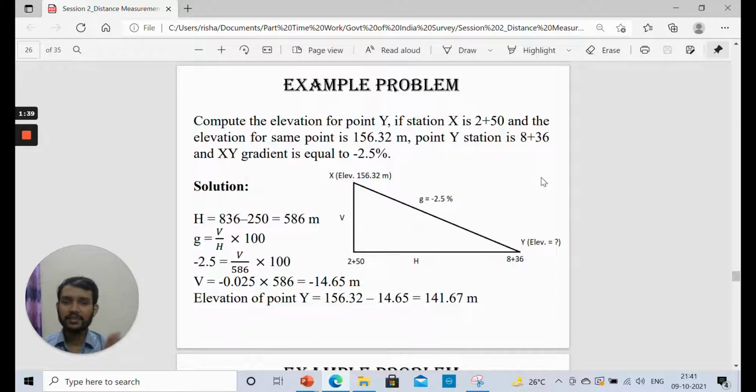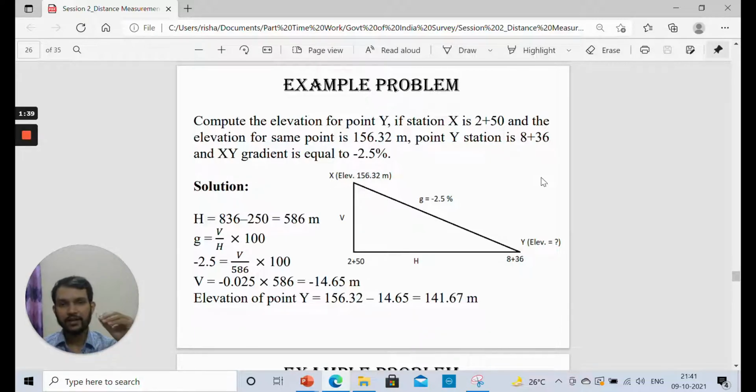So we can easily get the horizontal distance between these 2 points, that will be 836 minus 250. 836 is the station point of station Y and 250 is the station point of station X. 836 minus 250 will be equal to 586 meter, that is the horizontal distance between points X and Y. Now we have got the horizontal distance.